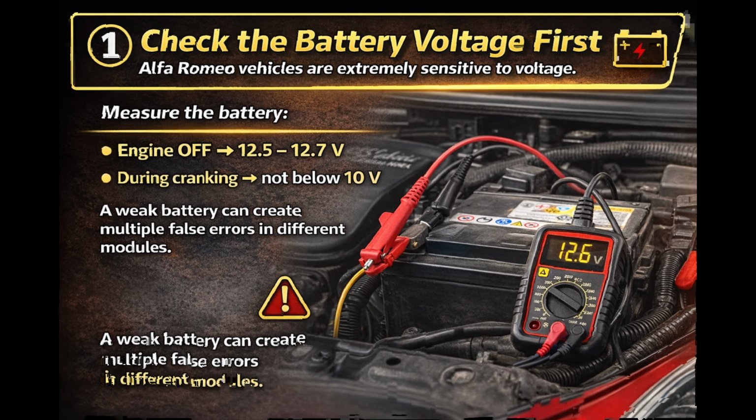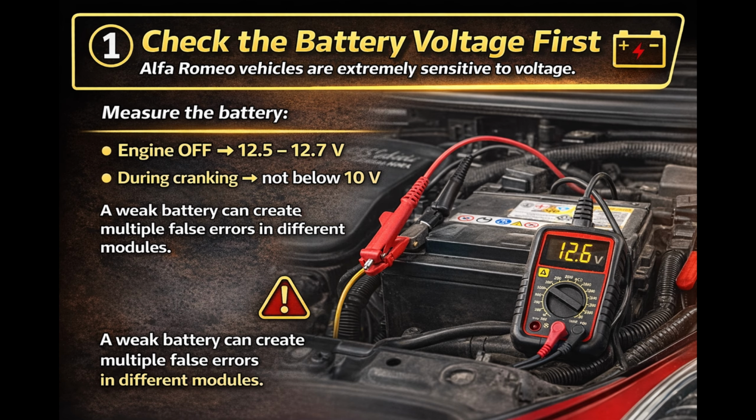Check the battery voltage first. Alfa Romeo vehicles are extremely sensitive to voltage. Measure the battery. Engine off gives 12.5 to 12.7 volts. During cranking, it should not go below 10 V. A weak battery can create multiple false errors in different modules.